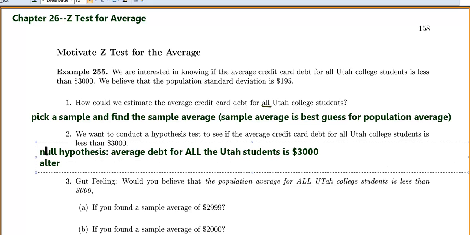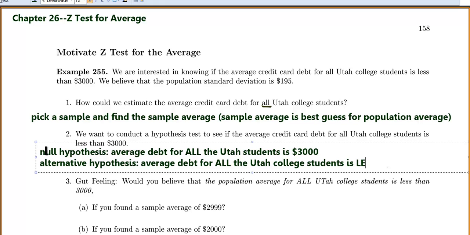The alternative is that the average debt for all the Utah college students is less than $3,000. So once again, the null is kind of status quo, nothing interesting. The alternative is what we're hoping to prove, and we're trying to show that it's less than $3,000.